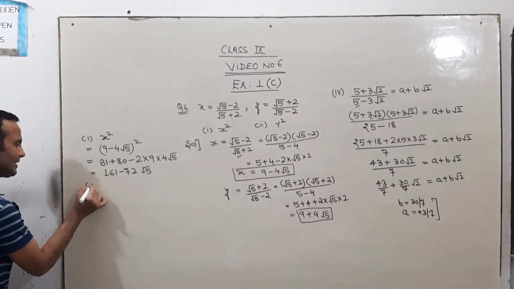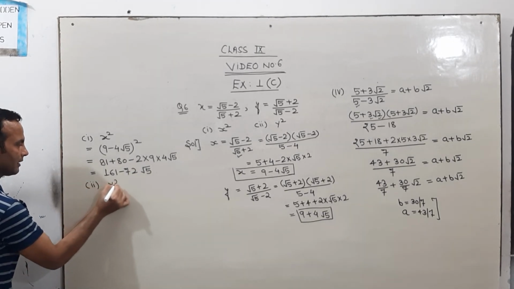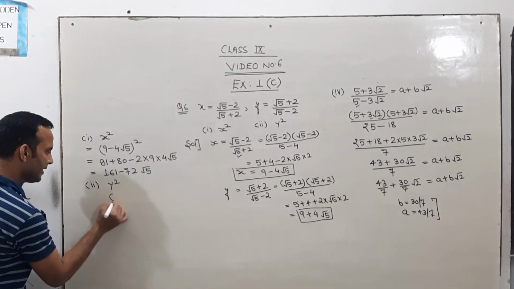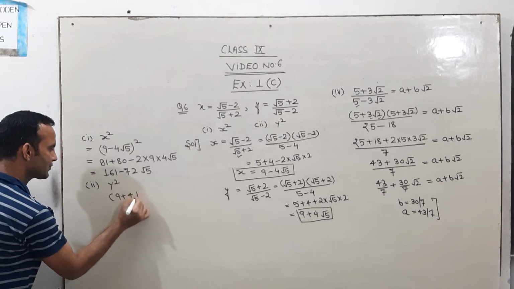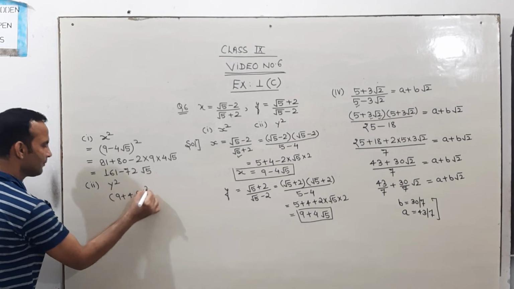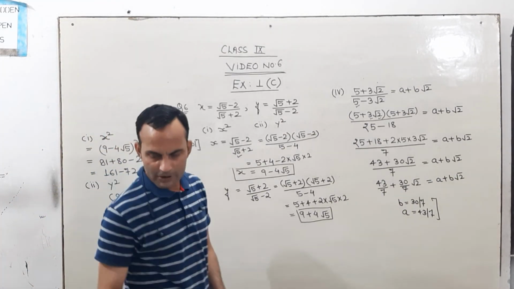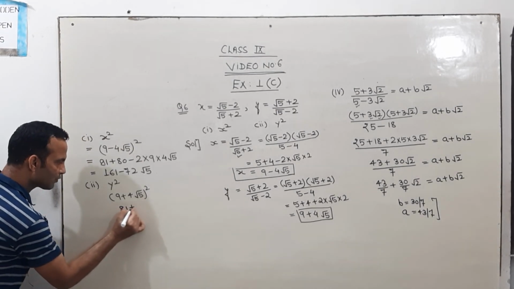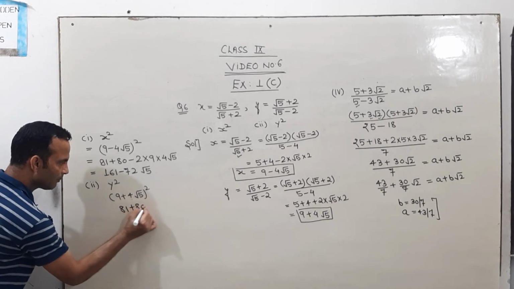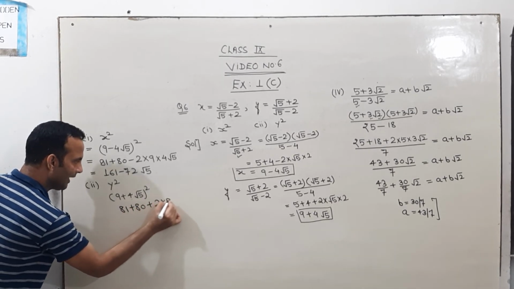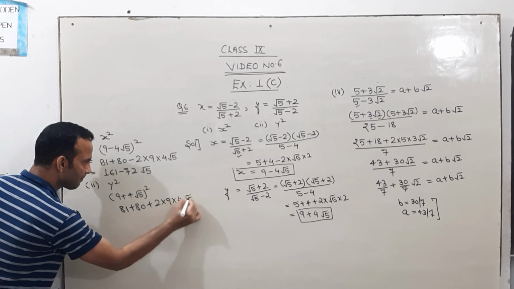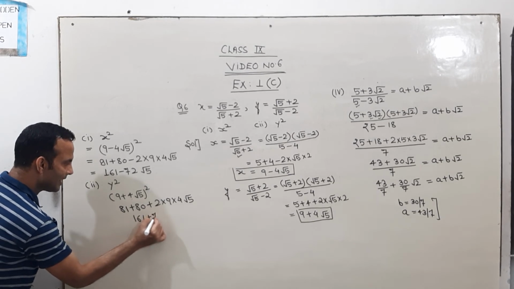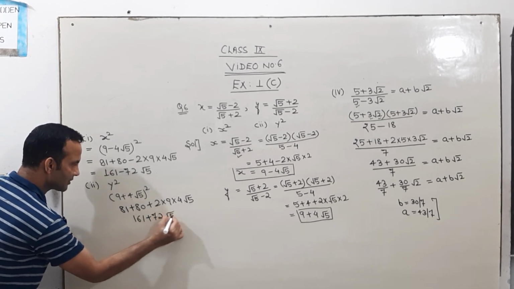See the second part, dear students. Y square. What is the value of y here? 9 plus 4 times root 5, raised to the power 2. Apply the identity a plus b raised to the power 2: a square plus b square, 4 4s are 16, 16 times 5 is 80, plus 2ab. This is what? 161 plus 72 times root 5. This is the required answer.